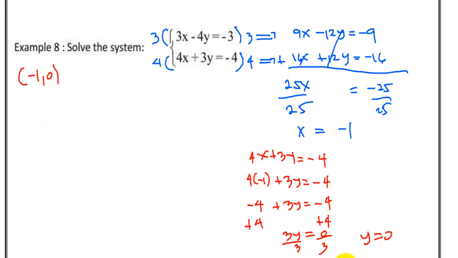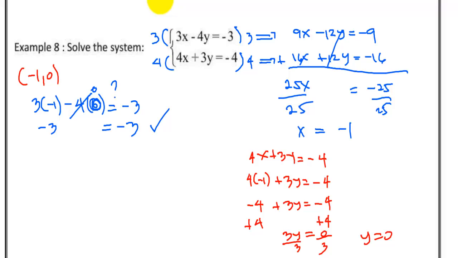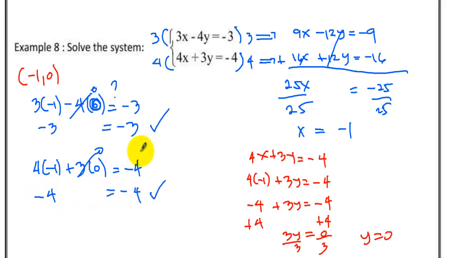Alright, let's try to verify our answer. Using the first equation, 3 times x, minus 4 times y, which is 0. Is this equal to negative 3? Well, this is 0. That's 3 times negative 1, negative 3. It is equal. Okay, the first equation is correct. For the second equation, 4, x equals negative 1, y is 0. So this is 0. 4 times negative 1 is negative 4 equals negative 4. It is also correct. Therefore, we can guarantee that this solution is correct.